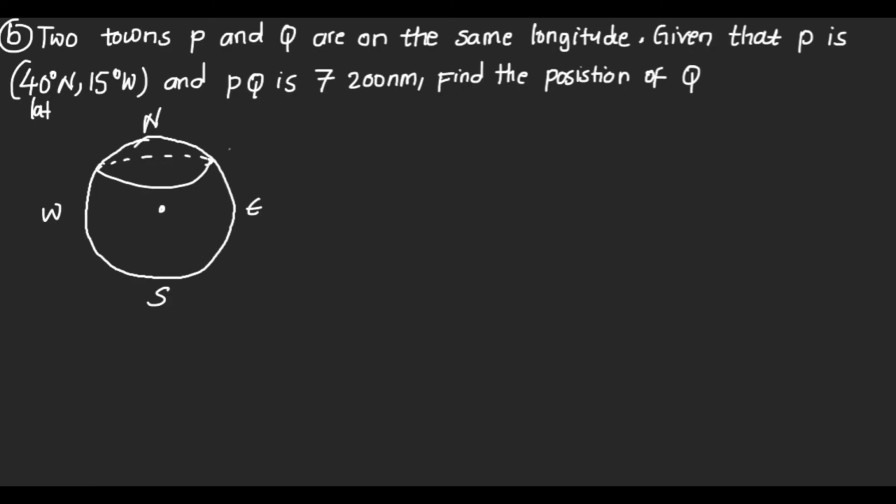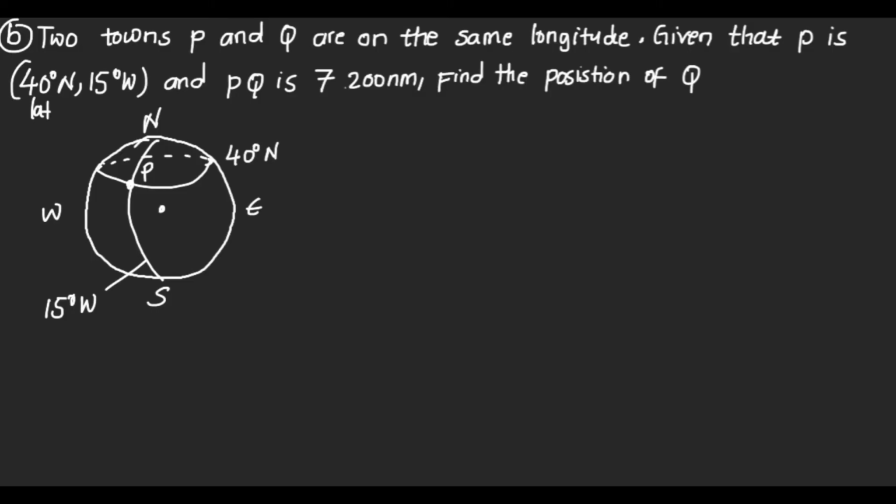So this is our point, 40 degrees north. Then we also have the longitude located on the west side, so we'll have it here. So this is where our point B is. Now the question is, we want to find the position of Q.